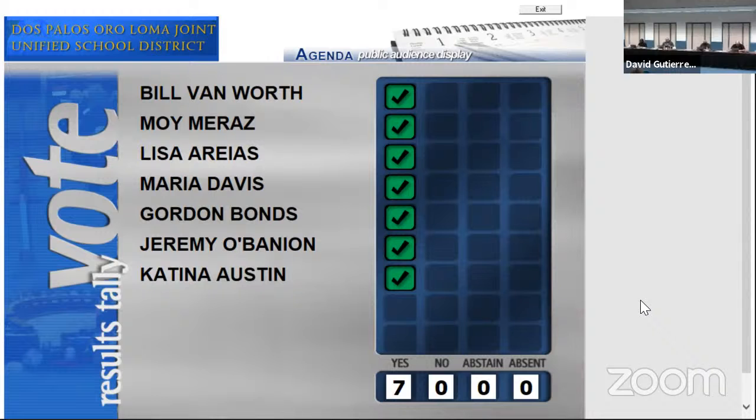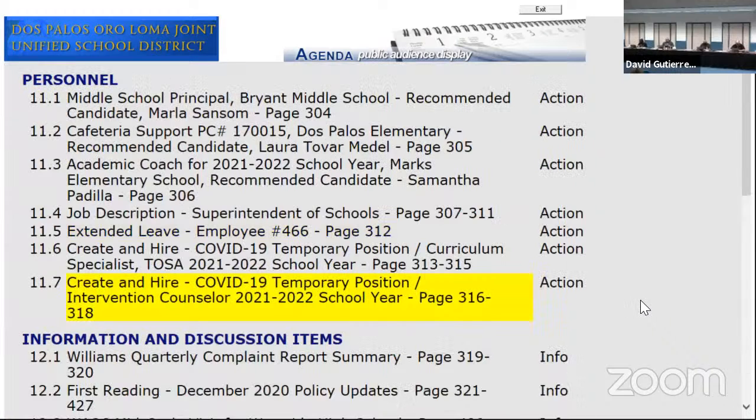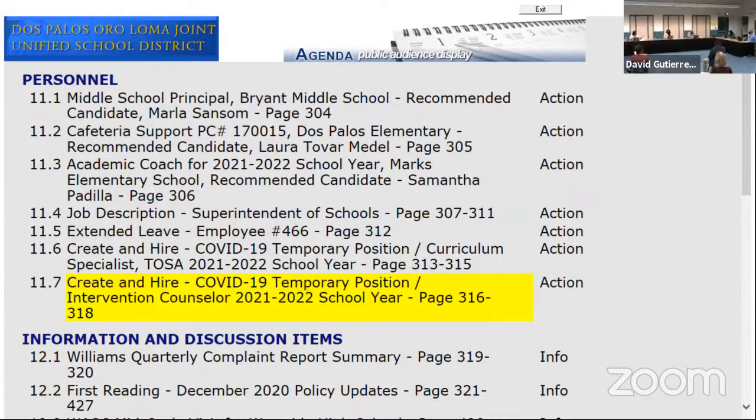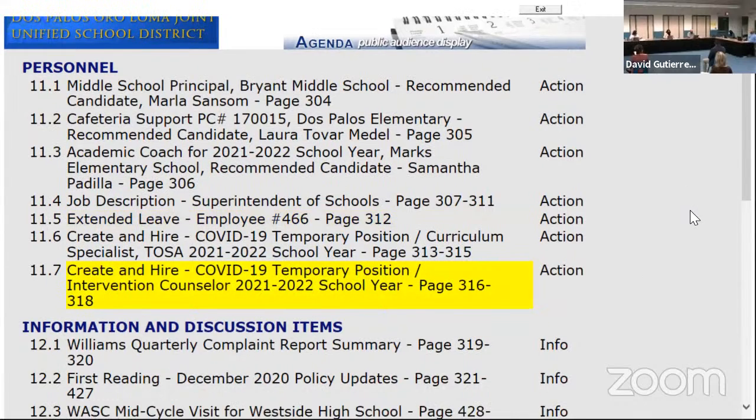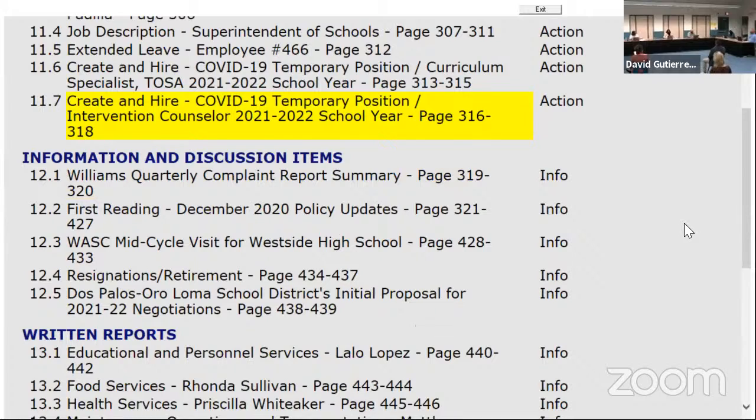Passes. 11.7, create and hire COVID-19 temporary position, intervention counselor, 2021-2022 school year. Is there a motion? So moved. By Mr. Merced, second by Mrs. Davis. Dr. Miller: Similar to 11.6, this is the social emotional side, with intervention counselors able to service students directly tied to the pandemic. Again, these are temporary positions paid for through COVID-19 monies, ESSER funds. Thank you.